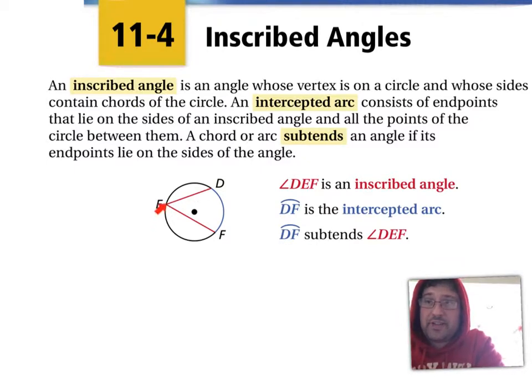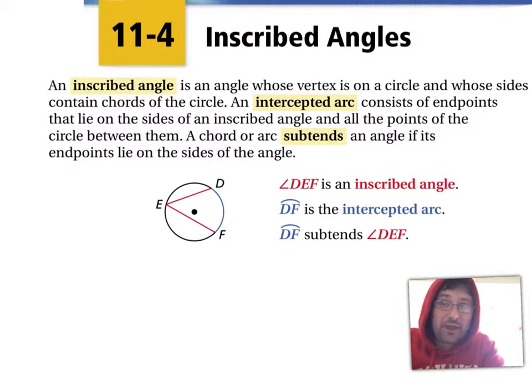As you can see here, segments DE and FE are chords. An intercepted arc consists of the endpoints that lie on the sides of an inscribed angle and all of the points on the circle between them. A chord or arc subtends an angle if its endpoints lie on the sides of the angle.